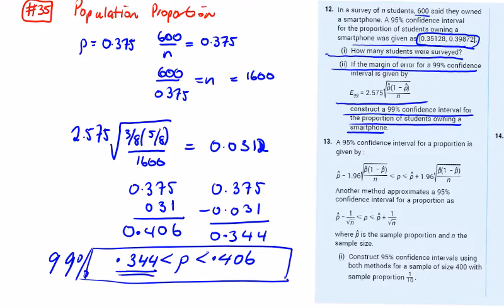So it's gotten wider, 34 to 40%, it's 6% wide. Our original one was only 4% wide. You can see 35 to 39 up here.